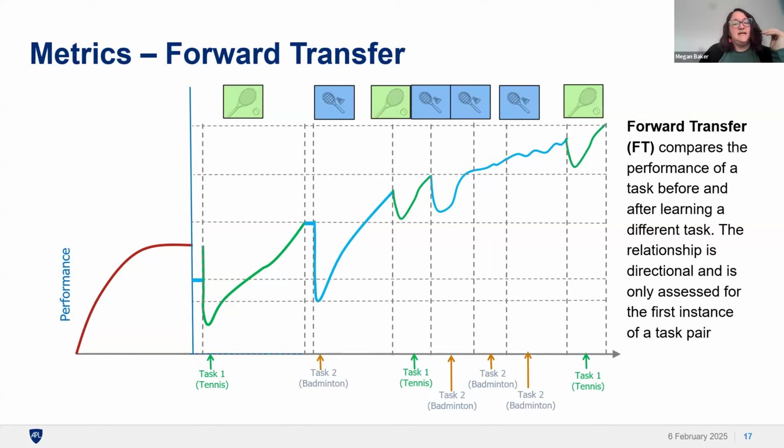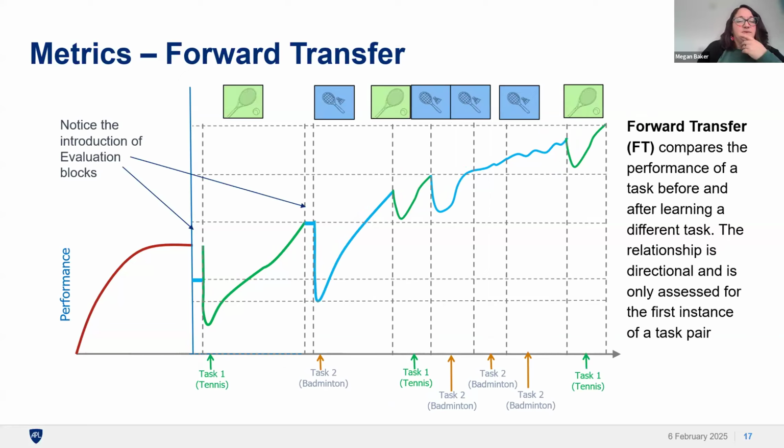Forward transfer, so the idea that for this particular scenario, learning tennis makes you better at learning badminton for the first time. The thing about adding transfer metrics is you have to introduce these evaluation blocks where you have no weight updates happening during those things. So that does create some constraints on the amount of things that you can do, the number of inferences you can make. So we only assess these for the first instance of task pairs and basically computed the gain you get by learning task 1 first before you see task 2.